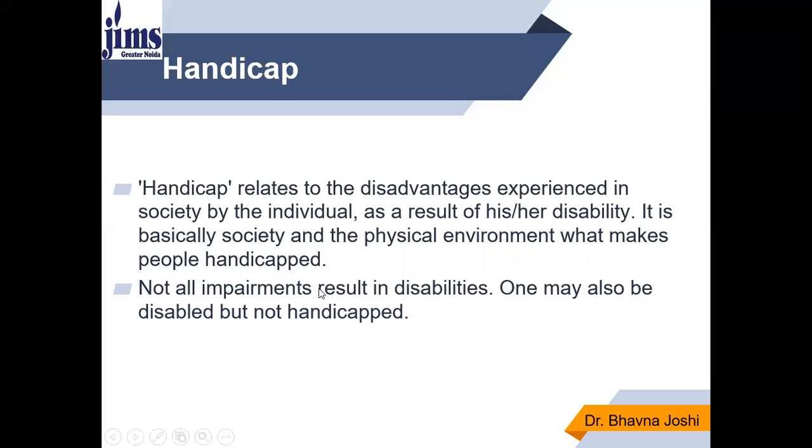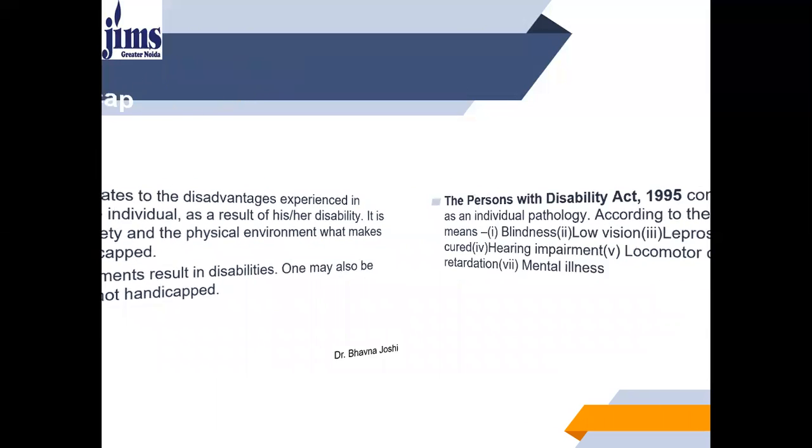Not all impairments result in disabilities. One may also be disabled but not handicapped. It is very important to note that not all impairments result in disabilities, but yes, one may be disabled but not handicapped. That means a person may be disabled but does not experience any disadvantage in society, which means the person is not handicapped. So these were the basic terms which we use with children.